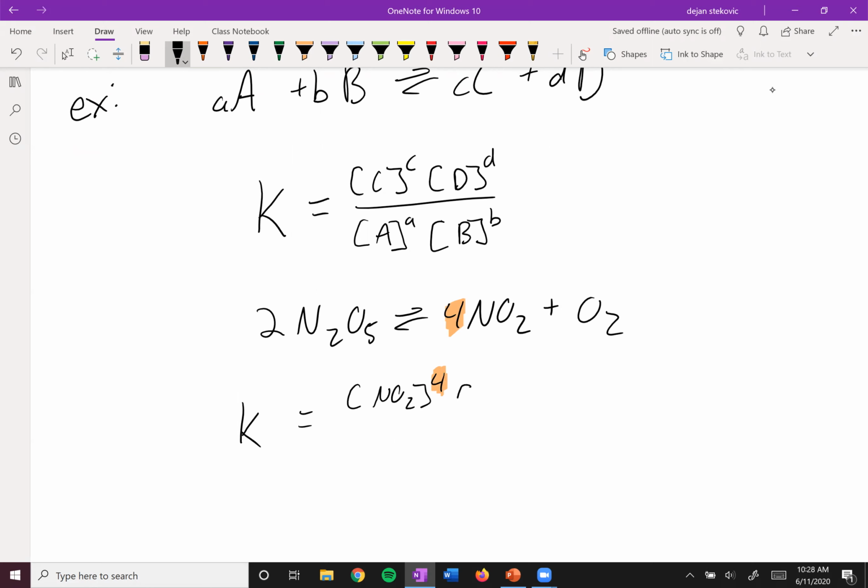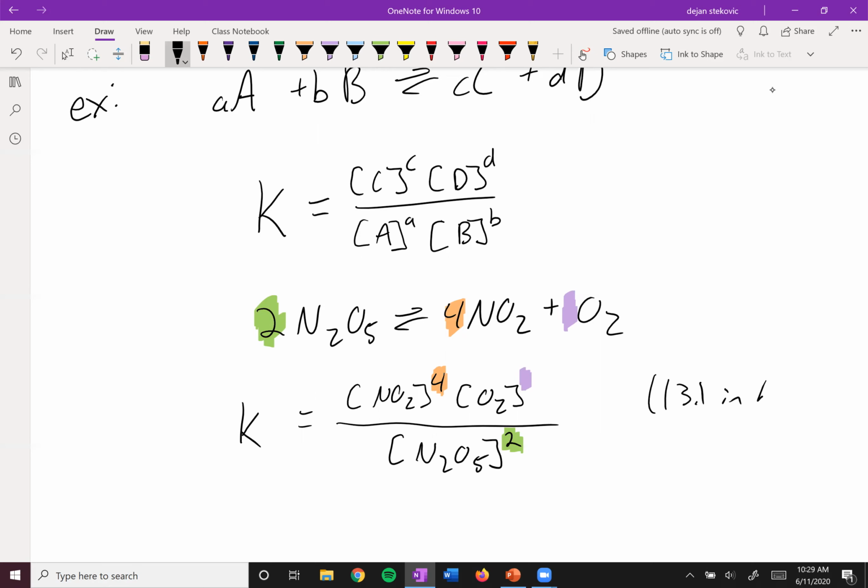Next up, another product we have is O2, and O2 just has a 1 in front of it, so it's raised to the 1 power, but since it's raised to the 1, we can just ignore it, that's implied. And then it's over the reactant, so N2O5, and this has a coefficient of 2, so we want to put a 2 up here. So overall, pretty simple. Check out example 13.1 in your book for yet another example.